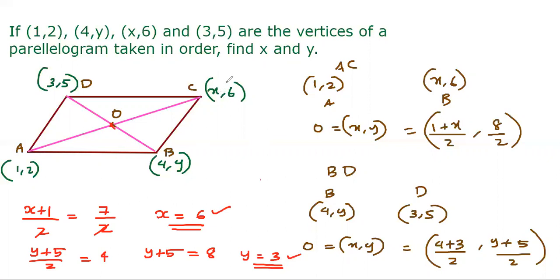So this is (6, 6) and this is (4, 3). We need to find x and y. x will be equal to 6 and y is equal to 3. So these are the points.